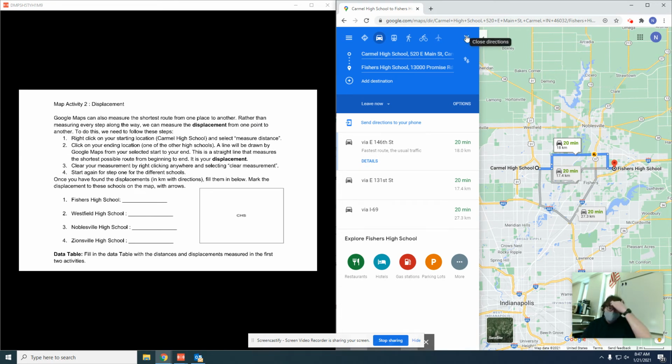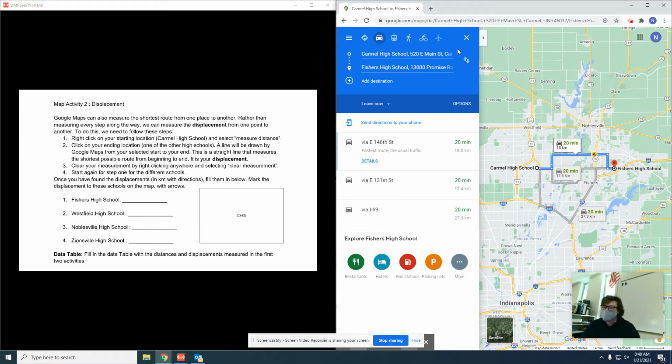So in the second activity, instead of finding the distance between the two schools, I want to find the displacement. So the displacement is going to be the shortest possible route. Notice in this route that I have on my screen, this is not the shortest route because I made a bunch of turns and stuff. The shortest route possible is always going to be a perfectly straight line. The issue is when I'm driving a car or if I was walking, I can't just walk in a straight line. I have to use the roads and sidewalks.